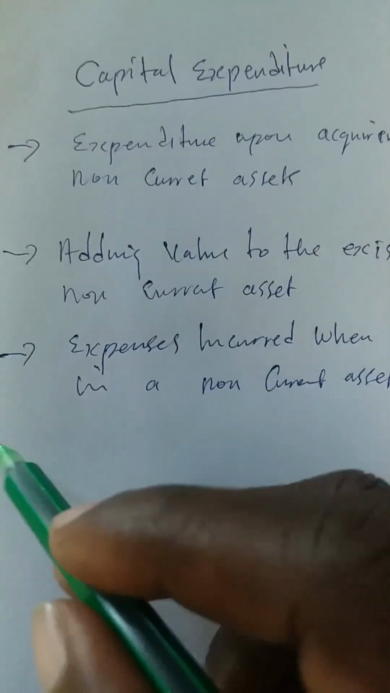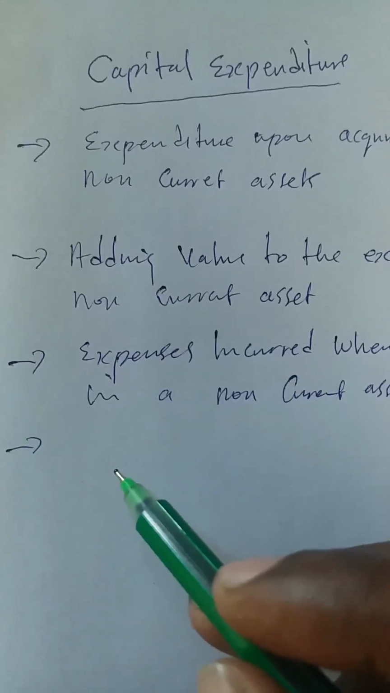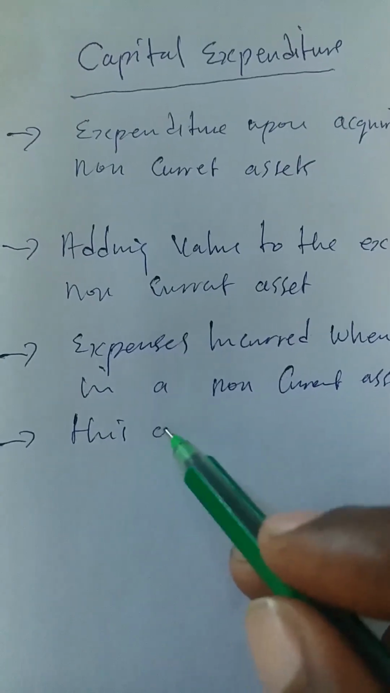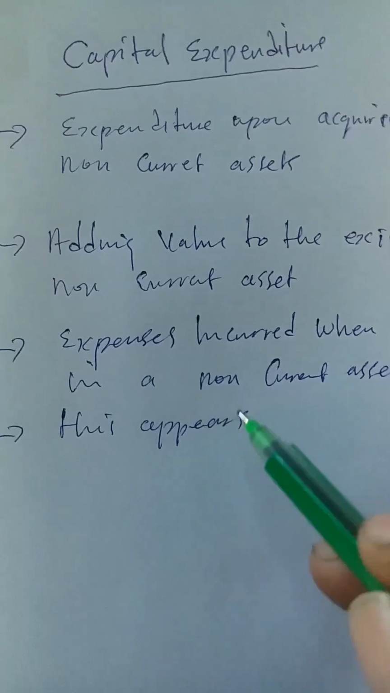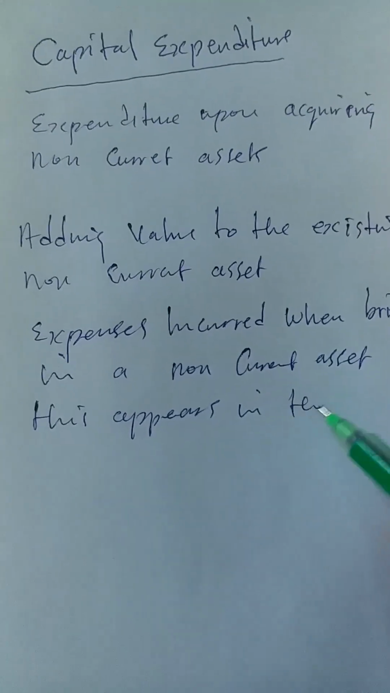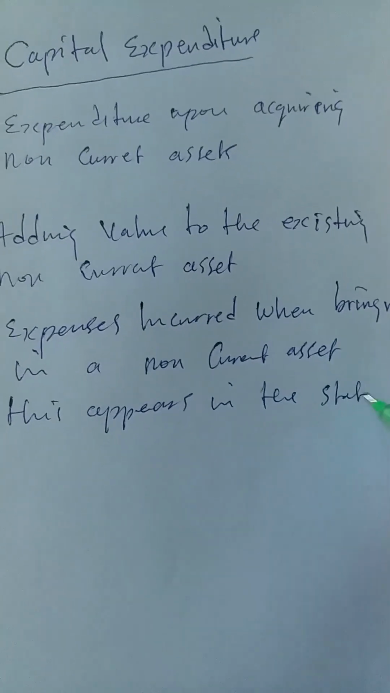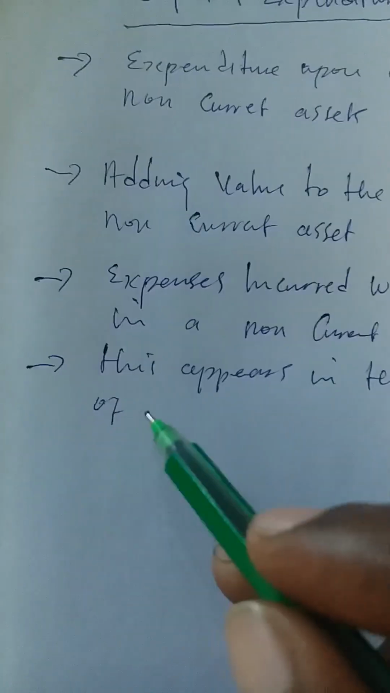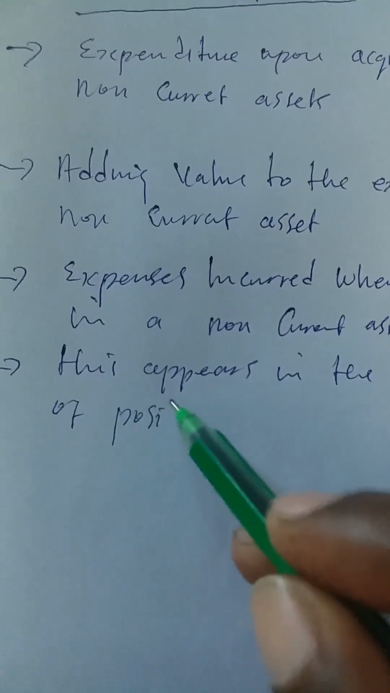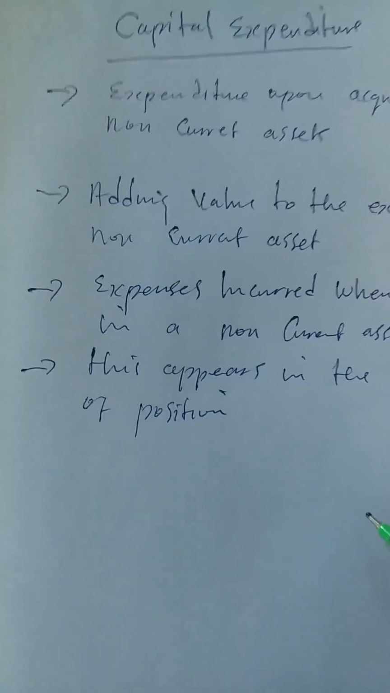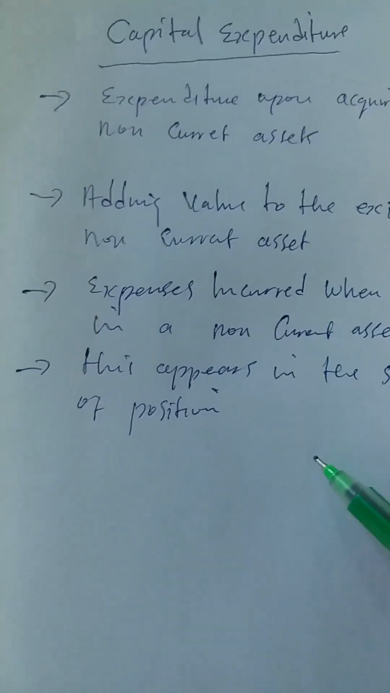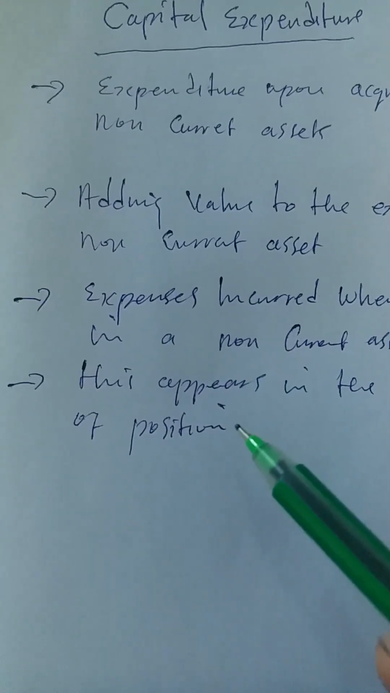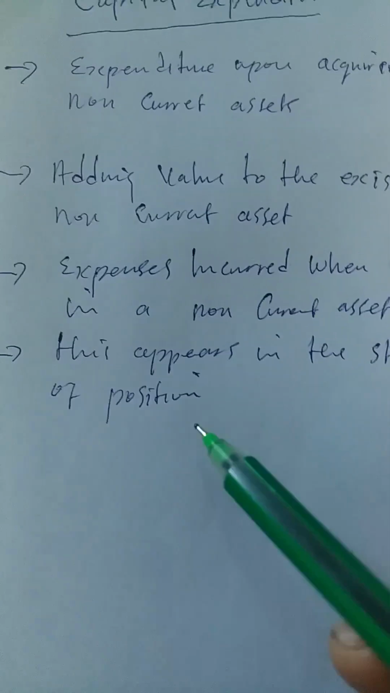Okay, and then let's just clarify also before I give an example, this appears in the statement of financial position. That's why you show this expenditure. It's not charged against profits in the statement of profit or loss. So let's give an example.